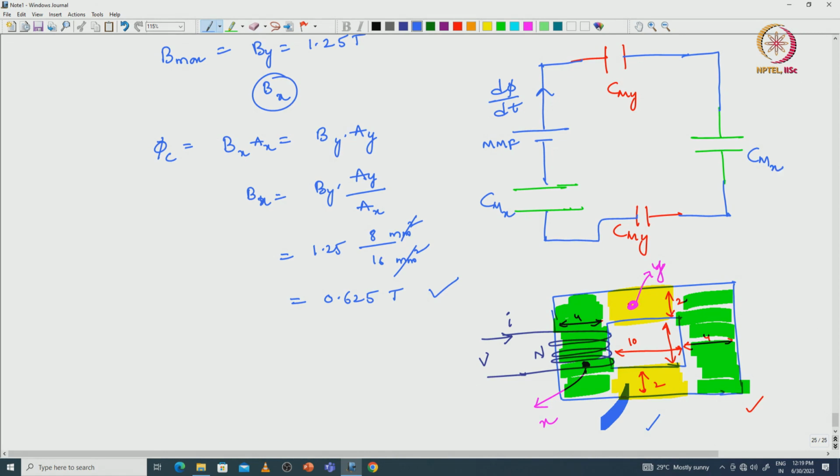This is Cmx and the flow variable is d phi by dt. This is the equivalent circuit for the given different cross sectional areas. Here Cmx is equal to 1 by reluctance, which we can write as mu naught mu r into A divided by L, the length and area of cross section of the x portion. We know the permeability also, so we can calculate Cmx. Even though it is not asked in the question, we can calculate the reluctance values or magnetic capacitance.